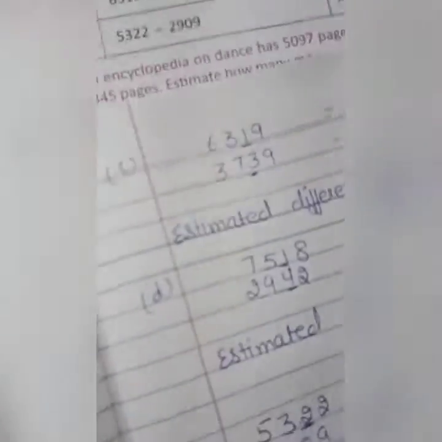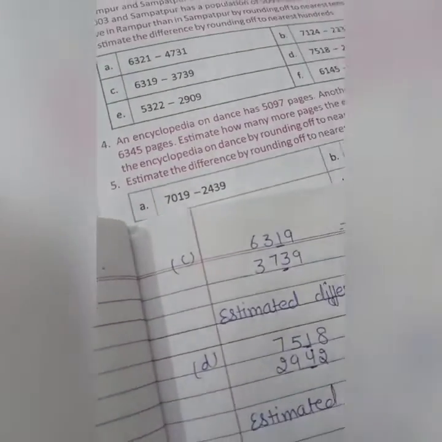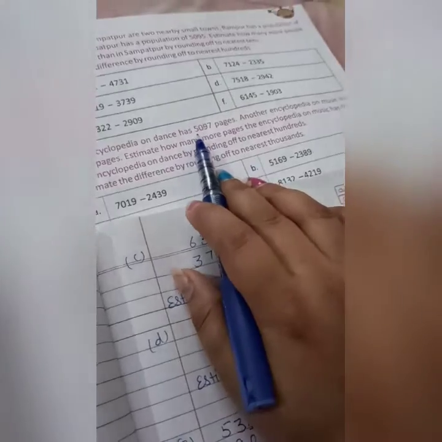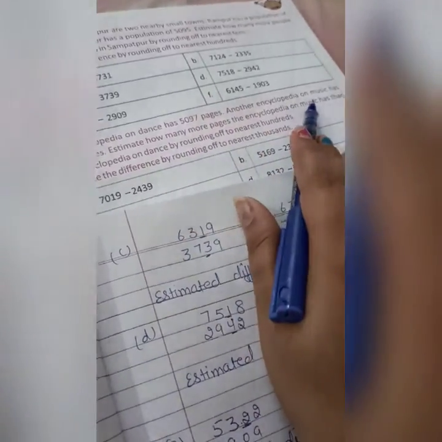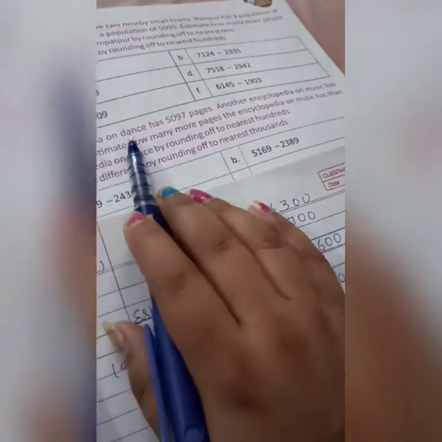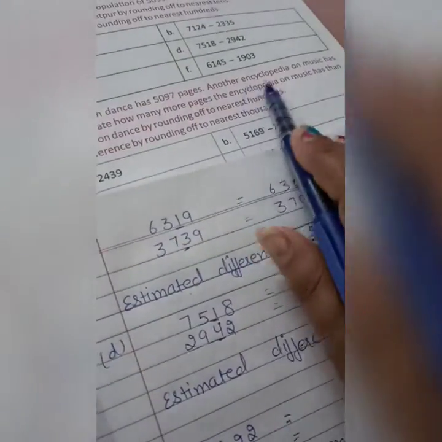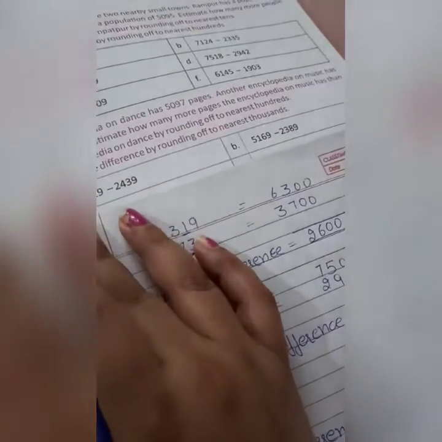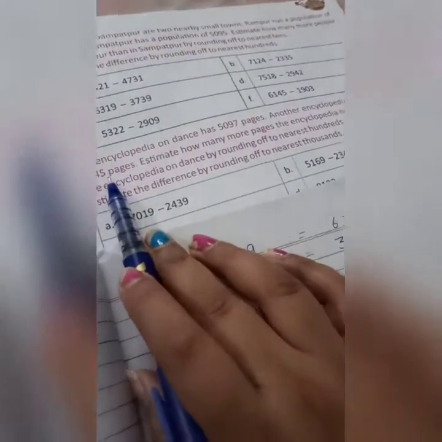Now fourth question is, an encyclopedia on dance has this many pages, 5097. Another encyclopedia on music has 6345 pages. Estimate how many more pages the encyclopedia on music has than the encyclopedia on dance. See, one encyclopedia on dance has this many pages, the encyclopedia on music has this many pages. Now they are asking which one has more. So simple, it is music.